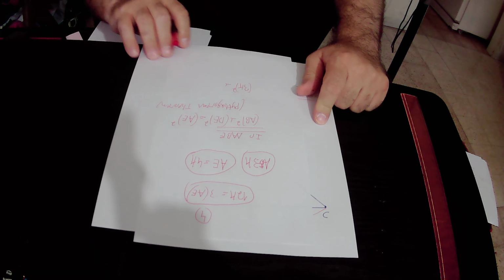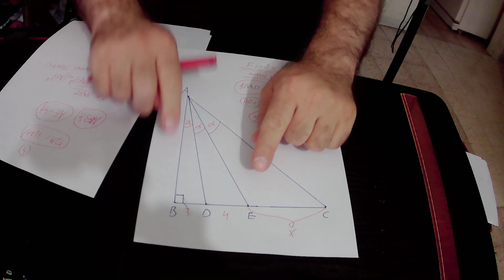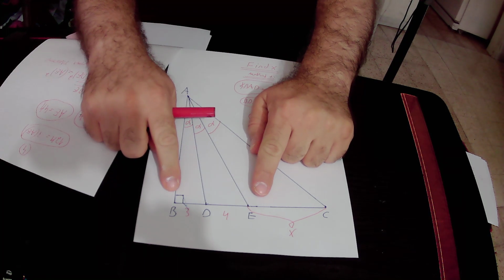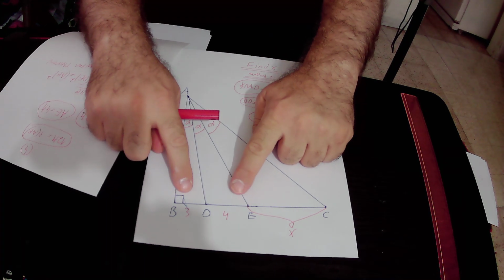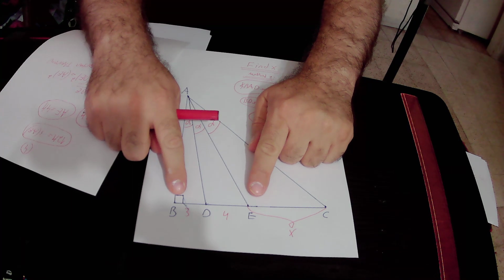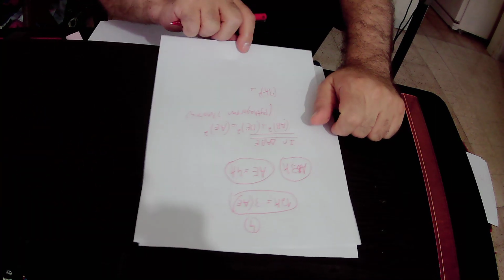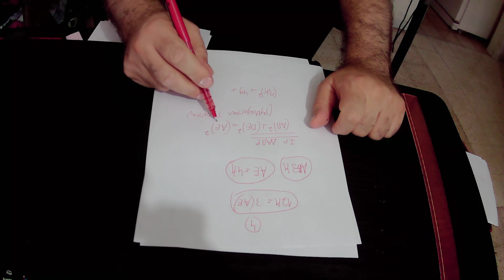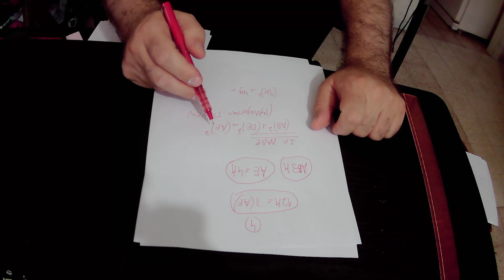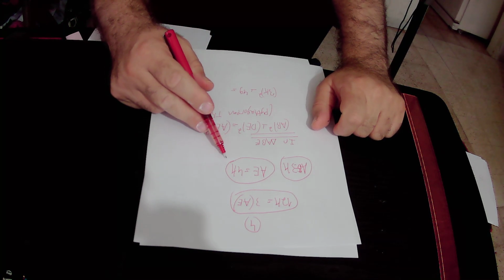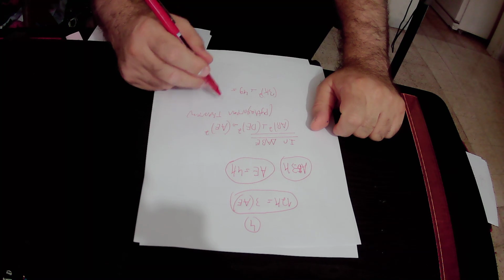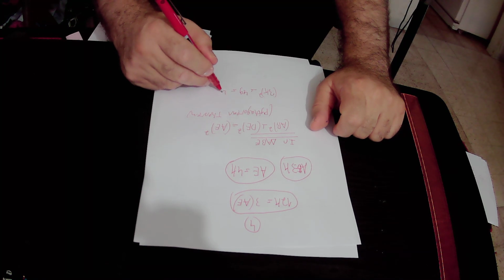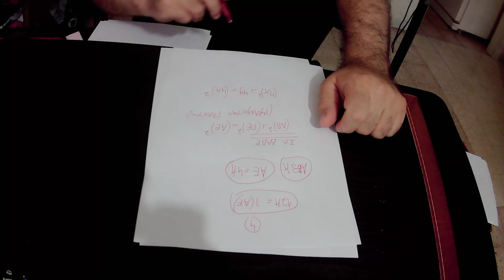plus DE squared. What is the size of DE? According to the drawing, DE equals 3 plus 4. That is to say, DE equals 7. So DE squared will be equal to 7 squared, that is actually 49, all equal to AE squared. We have already found out that AE equals 4K, so we substitute AE by 4K. So AE squared will be equal to (4K) squared. Okay?